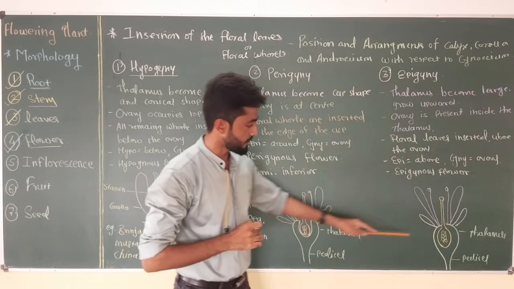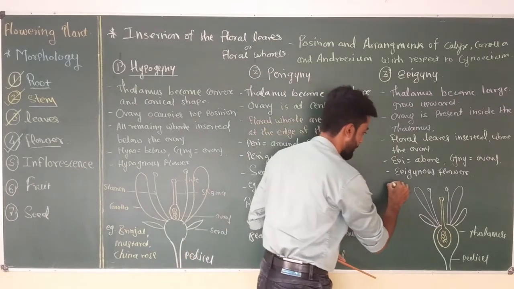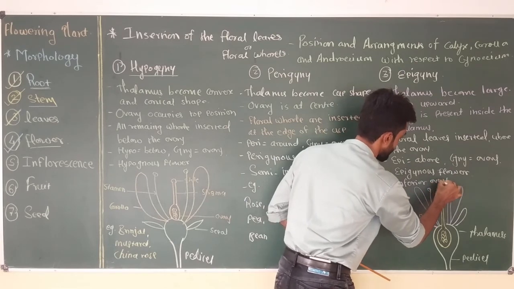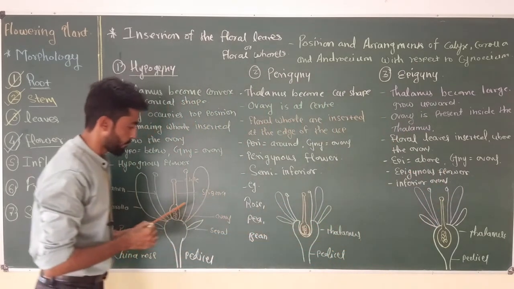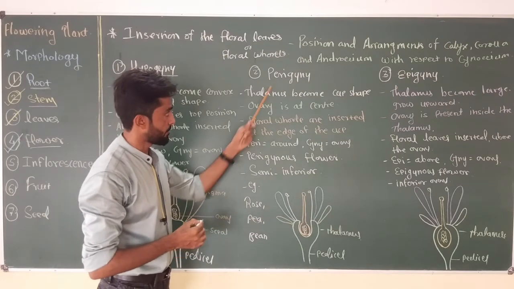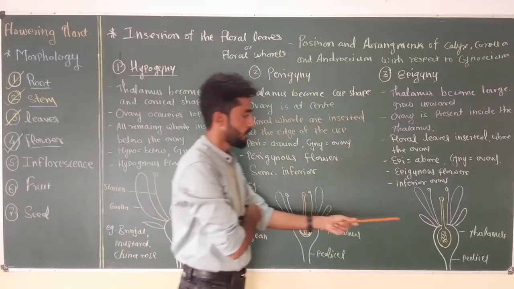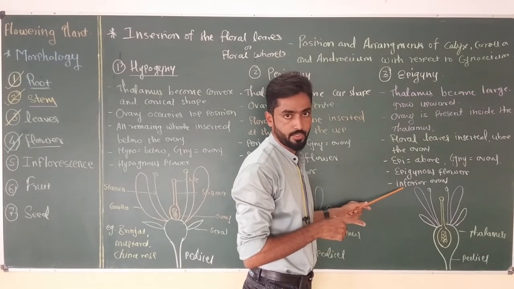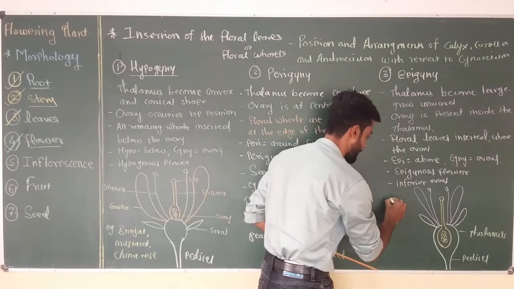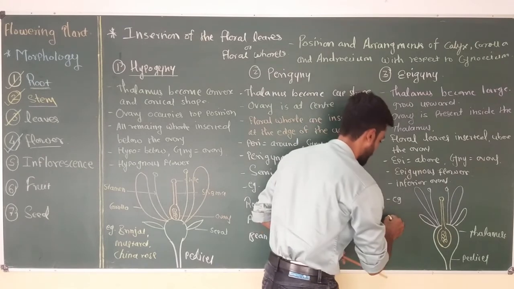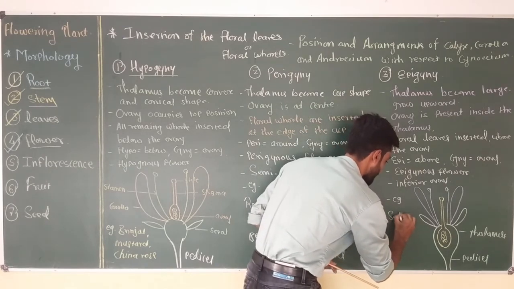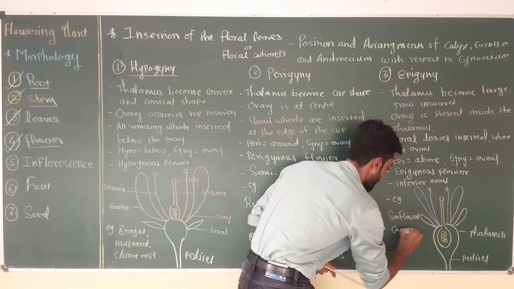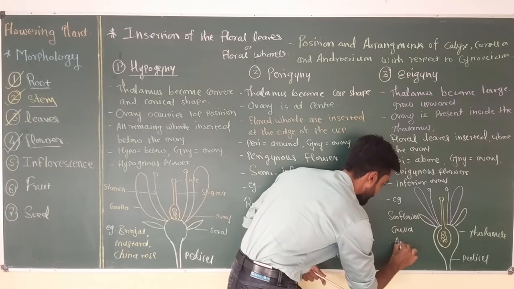Okay, and the position of the ovary is inferior. Okay, in hypogynous case ovary is superior, then in perigynous type ovary is semi-inferior, while in case of epigynous ovary is inferior in position. Okay, and well-known example of this type of flower is sunflower, then guava and apple plant.